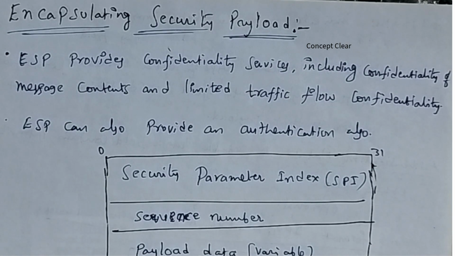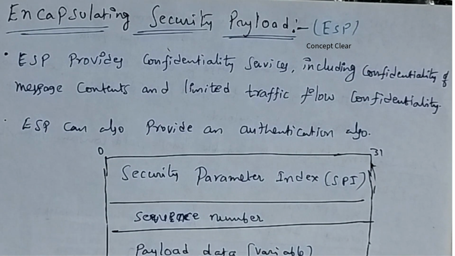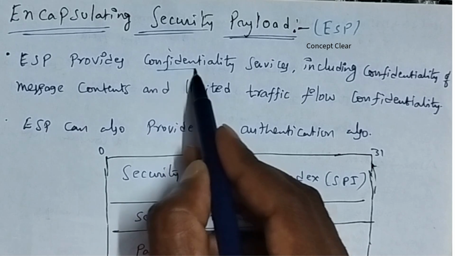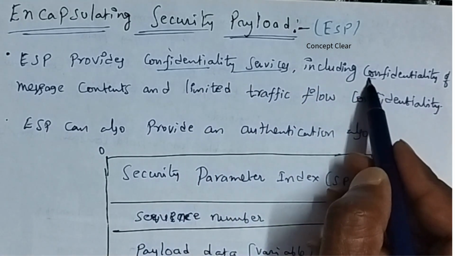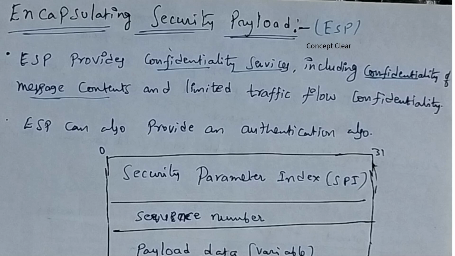In today's class, we'll discuss Encapsulating Security Payload (ESP) in the subject of Cryptography and Network Security. ESP is one of the major parts of the IP security architecture. In order to achieve confidentiality, we use some cryptography algorithms. ESP provides confidentiality services, including confidentiality of the message contents and limited traffic flow confidentiality. Majorly, it provides confidentiality.